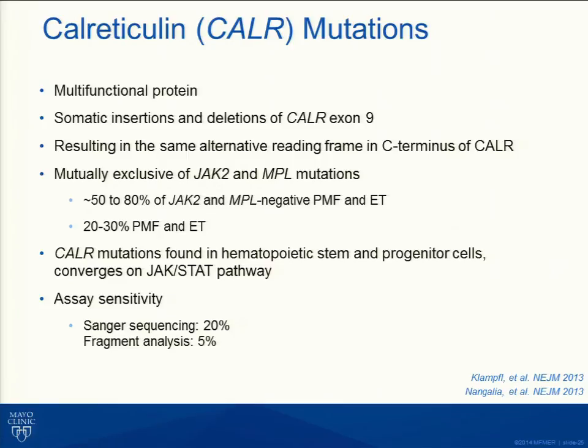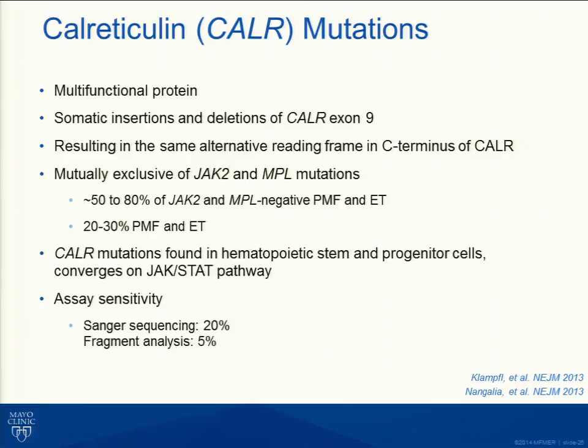The second test is Calreticulin, which is the second most common mutation in ET and PMF. Calreticulin is a multifunctional protein, and all the mutations identified in MPN are insertion deletions involving the last exon of CALR, resulting in the same alternative reading frame on the C-terminus of this protein. And CALR mutation has been found in the stem cell as well as the progenitor cells. It's also converging on the JAK-STAT pathway like JAK2 and MPL.